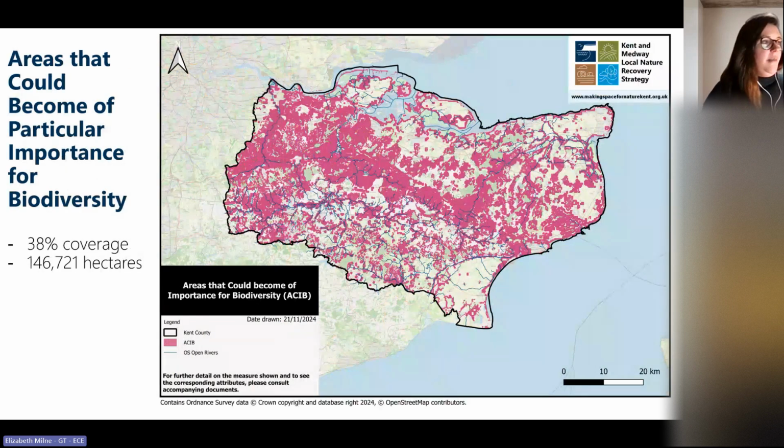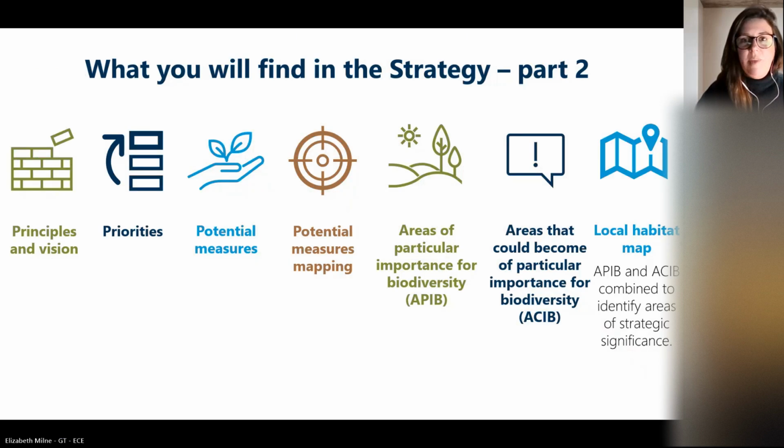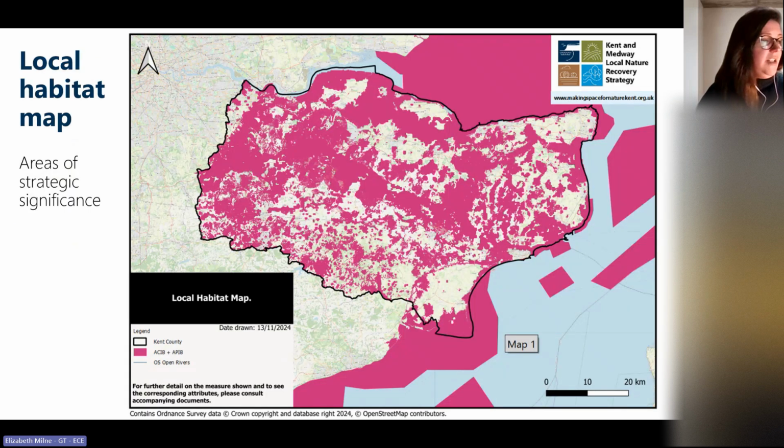And that resulted in the areas that could become of particular importance for biodiversity map, which you see in front of you. And that covers just short of 40% of the county. Finally, the last map that we were required to produce was the local habitat map. The local habitat map is essentially the areas of particular importance and the areas that could become of importance combined. And when all the areas are mapped together, they present the areas of strategic significance, and what that means for nature recovery I'll come to in the third and final session.